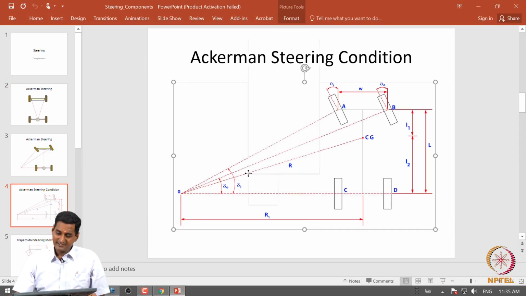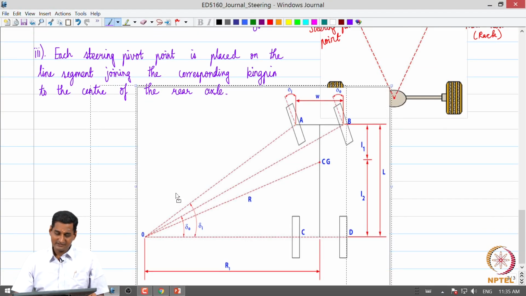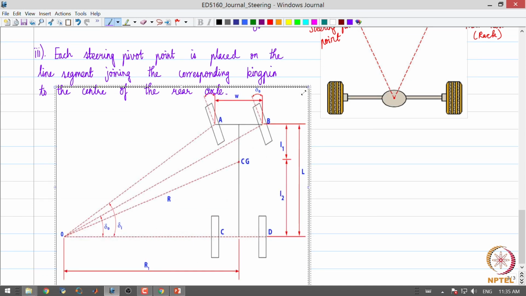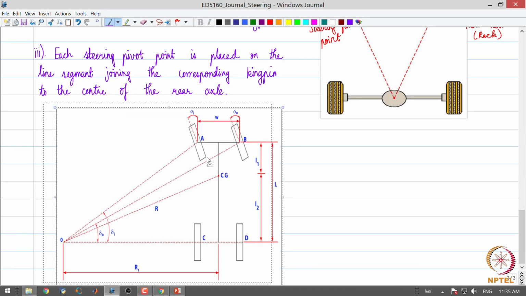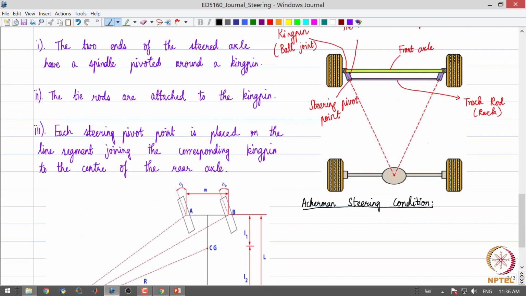So let us consider what is typically called the Ackermann steering condition. Let us look at the schematic. This is a simple schematic which explains what we are going to discuss. Suppose we had a mechanism like this and we want to achieve this. What do we want to achieve?